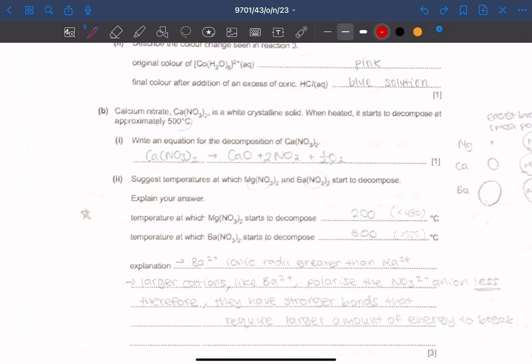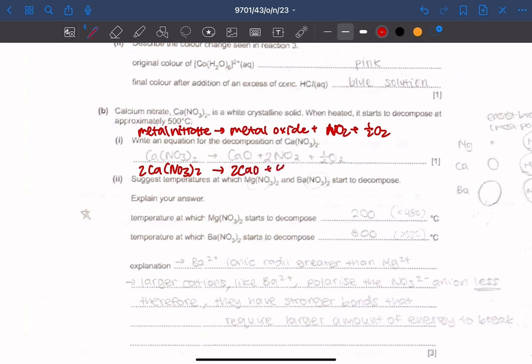So this is just decomposition of metal nitrate. Metal nitrate decomposes into metal oxide plus nitrogen dioxide, or NO2, plus half O2. Or if half O2 or a fraction coefficient is not accepted, you could multiply the entire thing by 2 so that you have no fractions, plus O2.